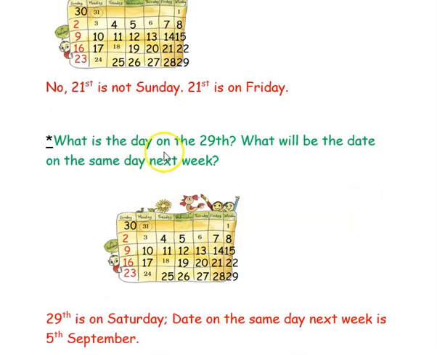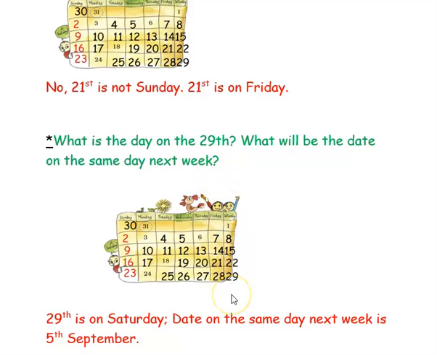Okay, so now we have to see 29. If you look, 29 is here. The corresponding day for 29 is Saturday. So the 29th is on Saturday. Next question, what will be the date on the same day next week, they have asked.